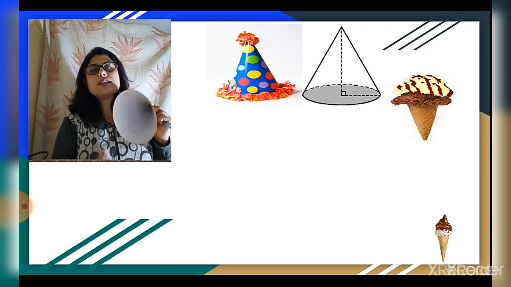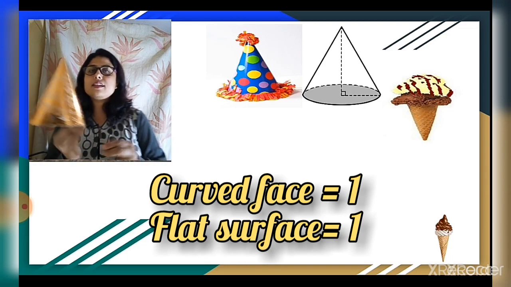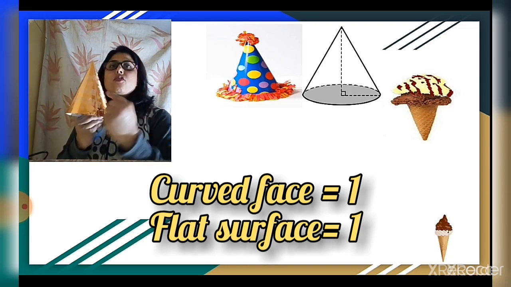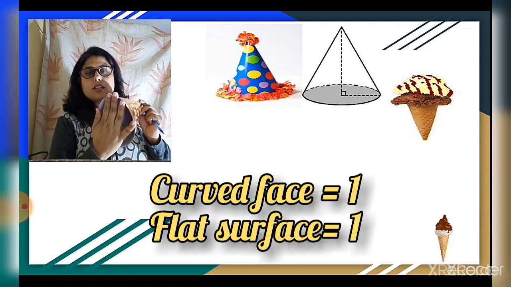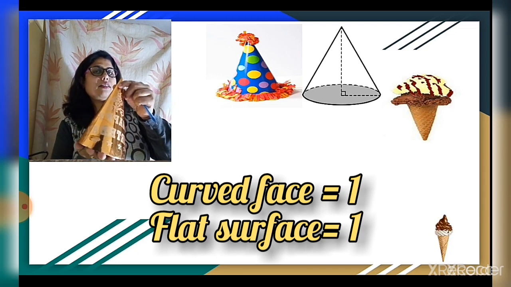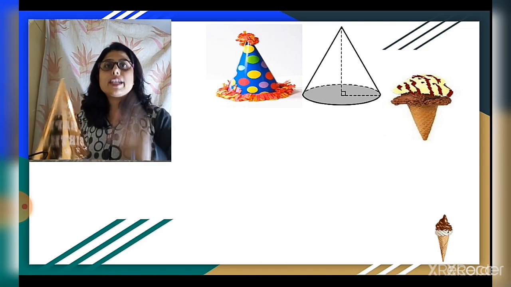What can we say here? Flat surface. So two faces we can see in a cone. Which are they? One curved surface and one flat surface. Okay, so this is about the cone and its faces. Now let's talk about edges.